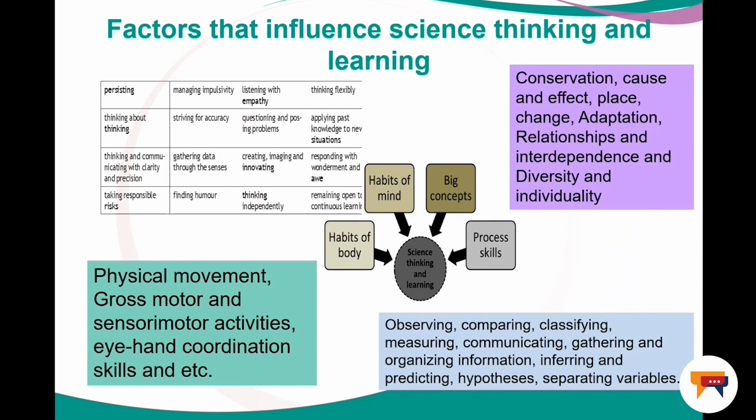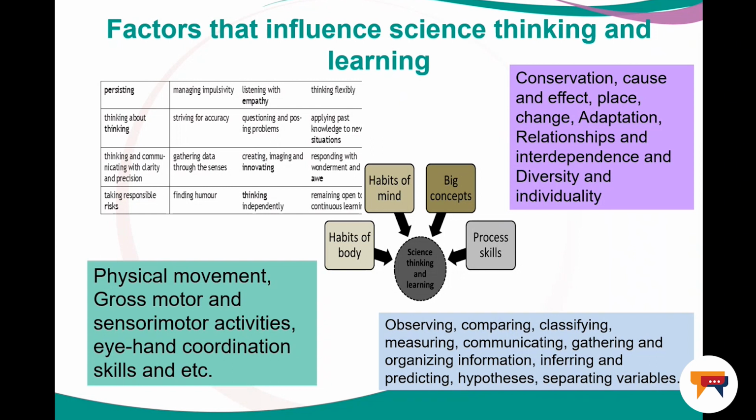Okay, so the factors that influence science thinking and learning, like we said, are habits of body, habits of mind, big concepts, and process skills. This is just a brief summary. Habits of body is your physical movement, your gross motor and sensory motor activities, your eye-hand coordination skills. So remember, as a teacher, you need to bring in some body movements where they maybe pretend to be caterpillars and then flourish into a butterfly, things like that.